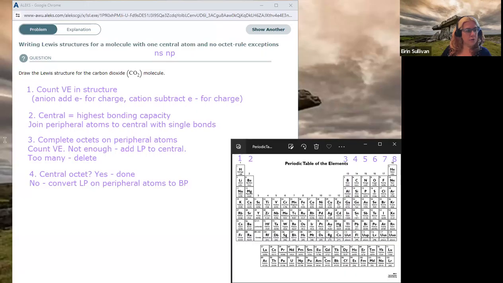Oh, right. So, drawing a Lewis structure for a molecule with one central atom and no octet rule exceptions. We'll get to that in a bit. Okay, so following our procedure, then we have the carbon dioxide molecule.